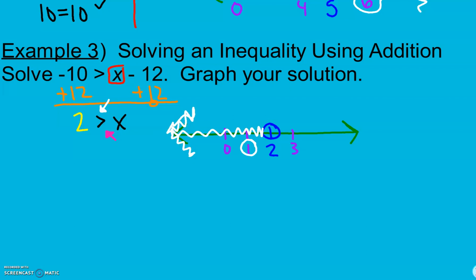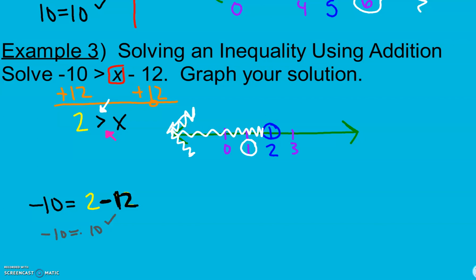Now to check here, we're going to check two things again. I'm going to say negative 10 equals 2 minus 12. We're going to check that boundary point. Our boundary point should be equal. Here I get negative 10 equals negative 10. That's true, so our boundary point is right.